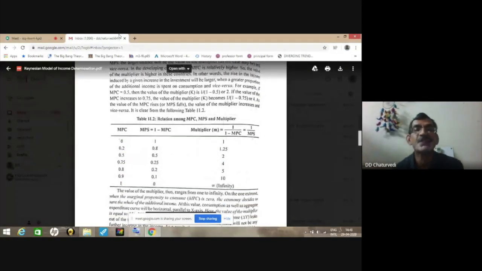Table number 11.2 shows the relation between MPC and MPS as well as multiplier for different values. In the first column you will get the value of MPC, which starts from 0 and extends up to 1. 0 is the minimum value, 1 is the maximum value. Corresponding to 0 value of MPC, the value of MPS is equal to 1, and corresponding to 1 value of MPC, the value of MPS is equal to 0, because the sum total is equal to 1. Multiplier has been calculated in the last column as the reciprocal of MPS, or 1 upon 1 minus MPC.